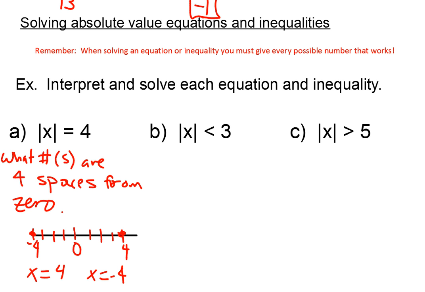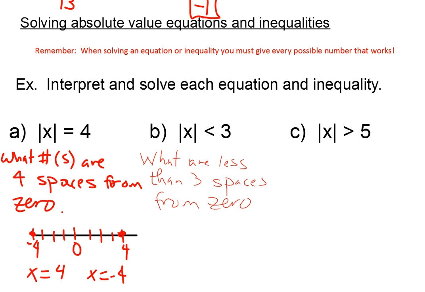The next problem says the absolute value of x is less than 3. Well, again, in English, what that says is: what number or numbers are less than 3 spaces from 0 on a number line? Okay? All right. Well, if you think about it, on a number line, here's 0, 1, 2, 3 to the left, right? 1, 2, 3 to the left. What numbers would be less than 3 spaces?